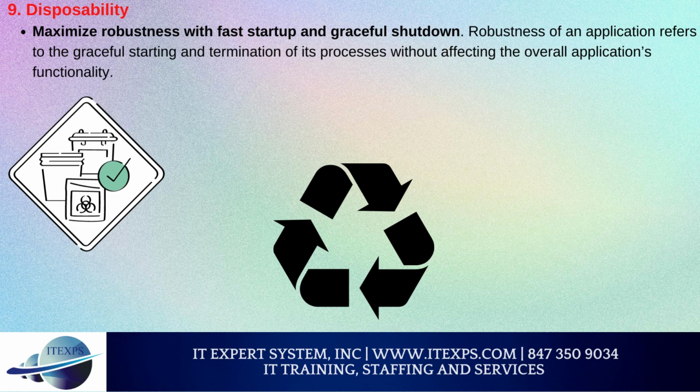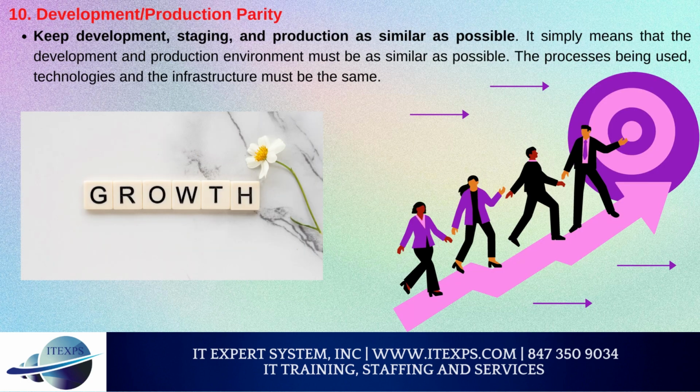10. Development production parity. Keep development, staging, and production as similar as possible. It simply means that the development and production environments must be as similar as possible. The processes being used, technologies and the infrastructure must be the same. This helps in a way that whatever error can happen over time will happen at the development stage itself instead of surprisingly occurring in production. This helps in the continuous deployment of our application and reduces the development time and effort also.